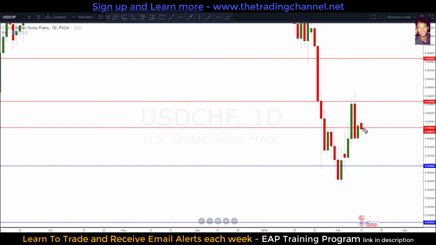Now, if we push below that area, in the continuation of this downtrend, we'll be looking at 0.9163 for our next level of possible counter trend support here on the dollar Swiss. So there was a breakdown of the dollar Swiss. There was a breakdown of 3 major Forex pairs.